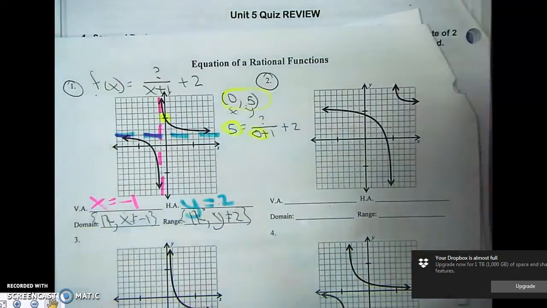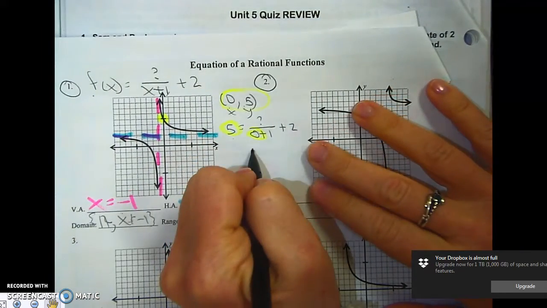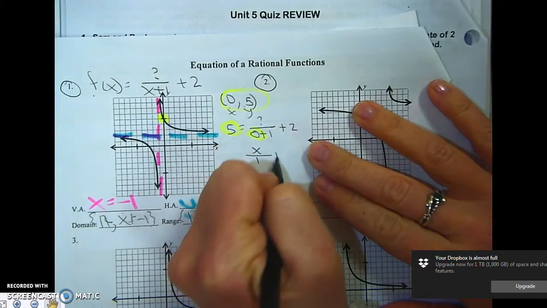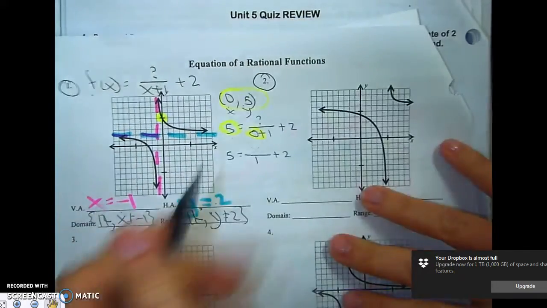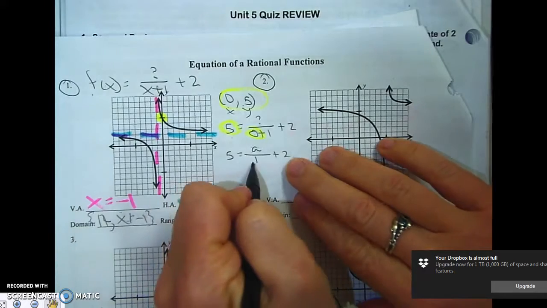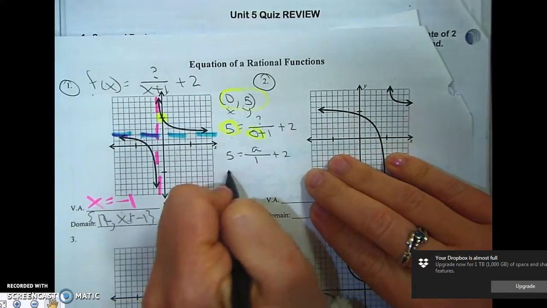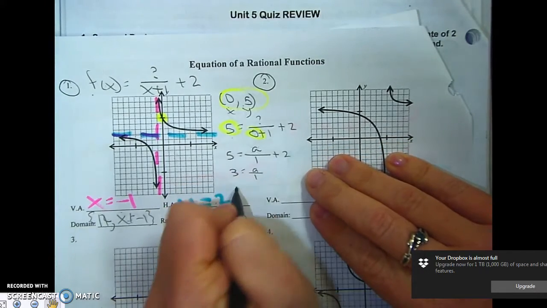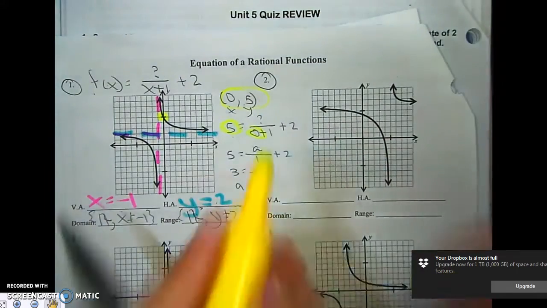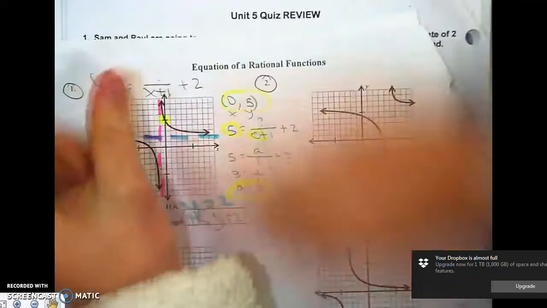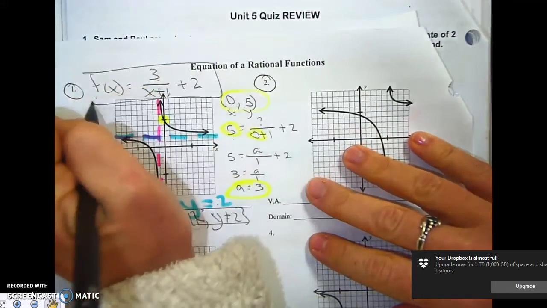I can call it a. So 0 plus 1 is 1, and I'll call the unknown a, because now I know I'm solving for a. I subtract 2, and then I multiply by 1. So a equals 3. Now that I know a equals 3, boom, that is my function. Okay?